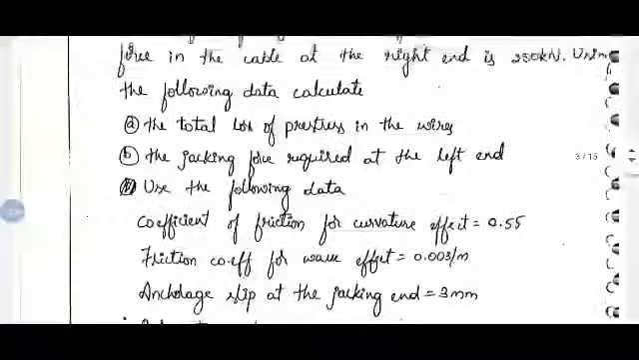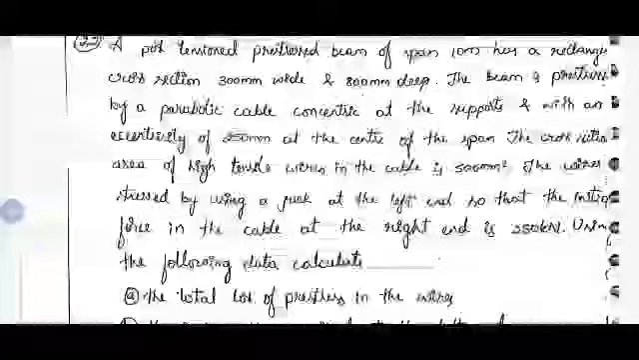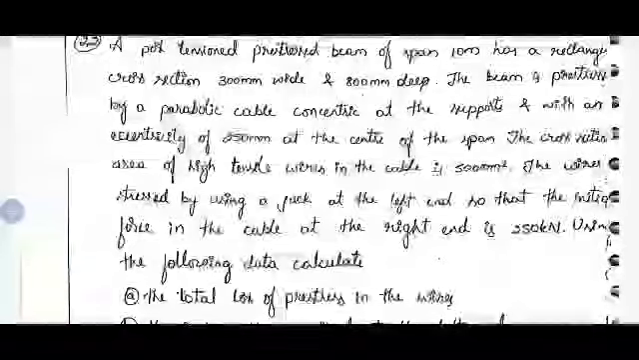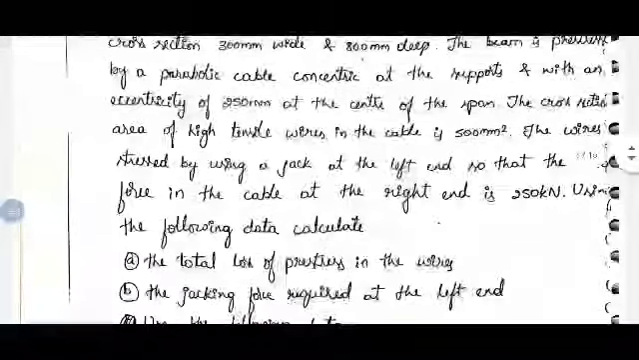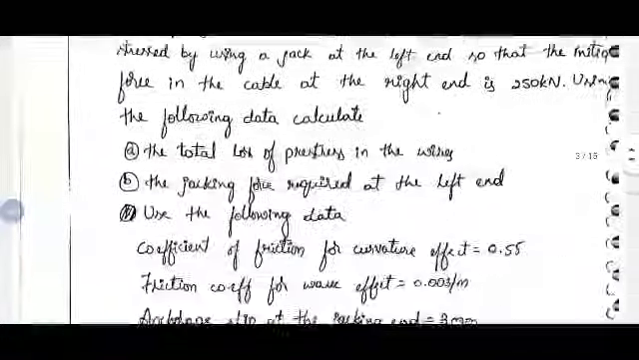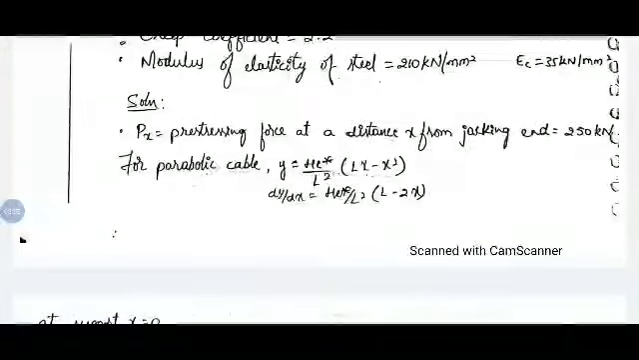So here it is post-tensioned and you need to find out the total loss of stress and the jacking force required at the left end. Okay, so first, since it is a parabolic profile, we need to find out the sigma c value. Since it is parabolic, sigma c at support and sigma c at midspan we need to find out.